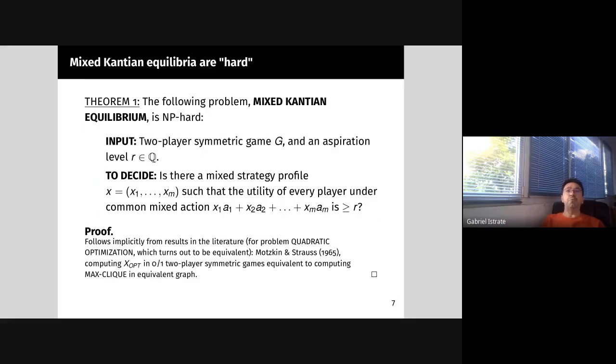However, as I told you, the moment we go beyond two-player symmetric coordination games, we get into NP-hard problems. So the following problem is NP-hard. We're given a two-player symmetric game and an aspiration level, which is a rational number R, and we want to decide whether there is a mixed strategy profile such that if every player uses this profile, they are going to get payoff at least R.